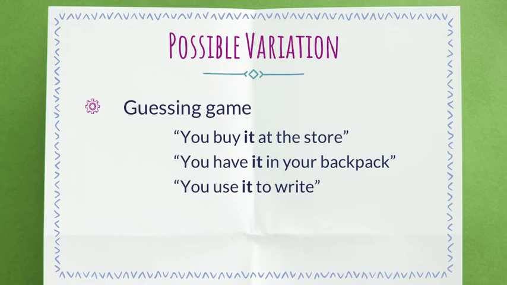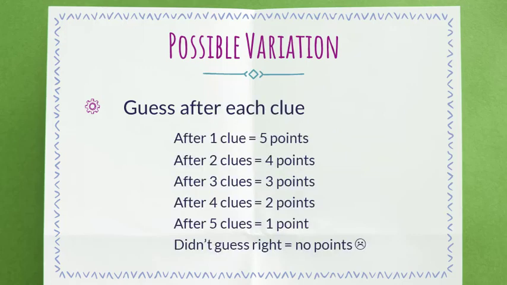The students come up with these statements, such as you buy it at the store, you have it in your backpack, you use it to write. And all of these statements use the object pronoun because we don't want to say what the object is. That's the whole point of the guessing game. And they read one clue at a time, and their partner has to guess after each clue.